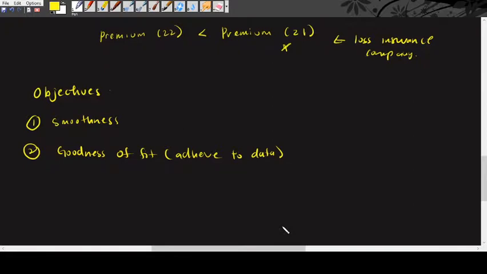Then the third one would be suitability for purpose. We have to always ensure that we do not underestimate or overestimate the mortality rate. If we overestimate or underestimate the mortality rate, then whatever models we develop will not serve the purpose anymore.